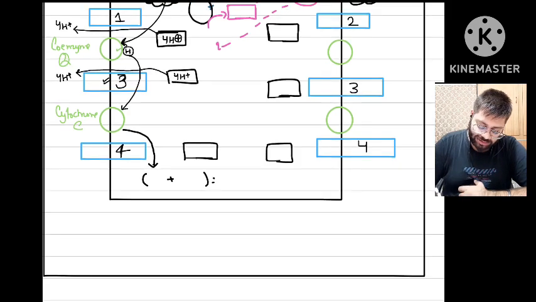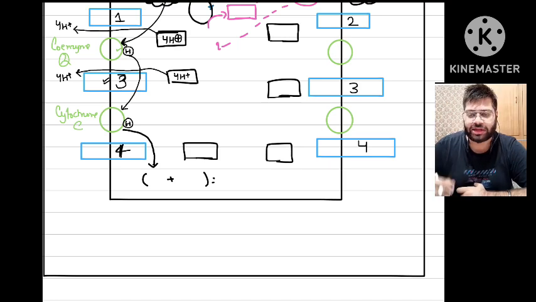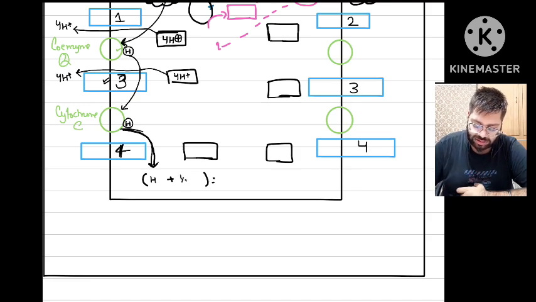Then again the process occurs, and cytochrome C, complex 4, would what do? Complex 4 will take the hydrogen away from the cytochrome C and give it into the matrix, where this hydrogen will react with oxygen to give H2O. Okay, these reactions occur in the matrix.